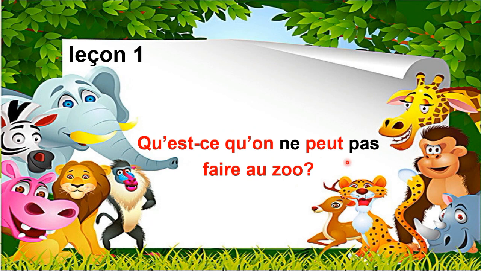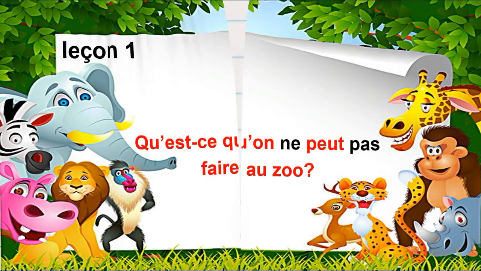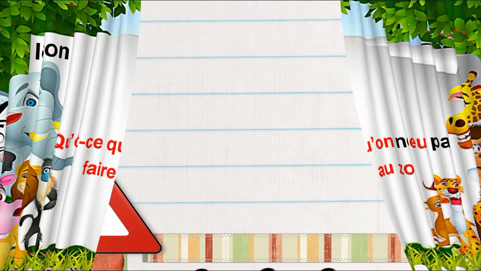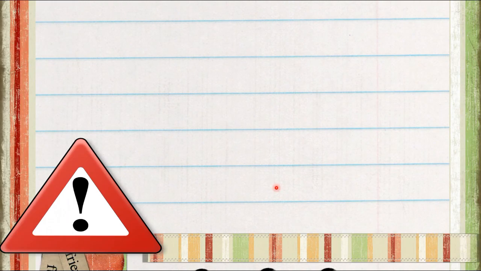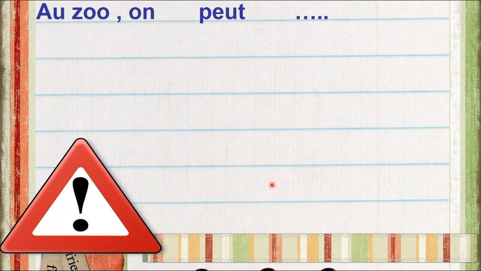And we will study today, inshallah, another grammar for how we make it in the negative form. Qu'est-ce qu'on peut pas faire? What we can't do in the zoo. Au zoo, on peut photographier, but what we can't do. Attention. Au zoo, on peut. We can? No, on peut pas. On ne peut pas, but the French people, when they talk, they say on peut pas directly.